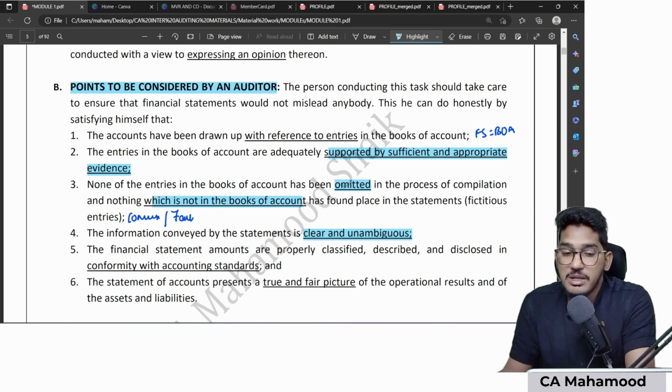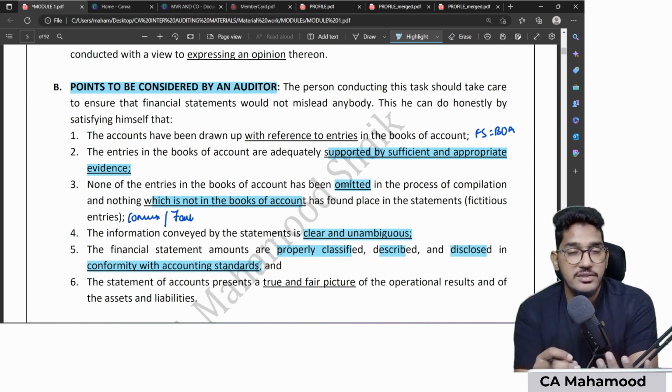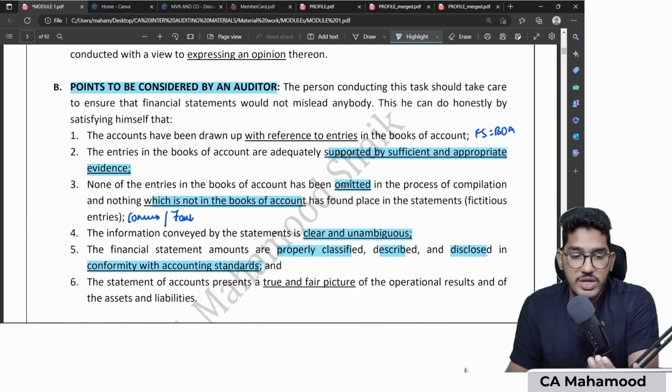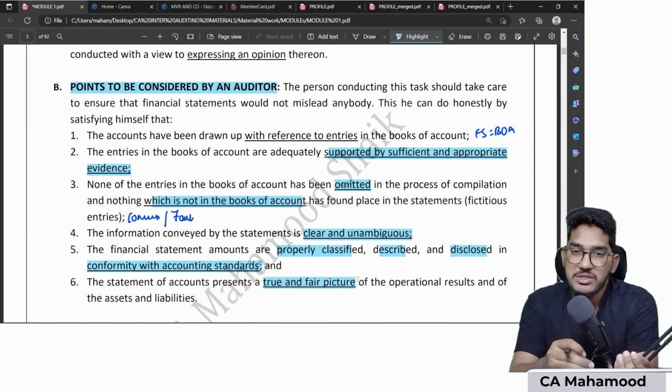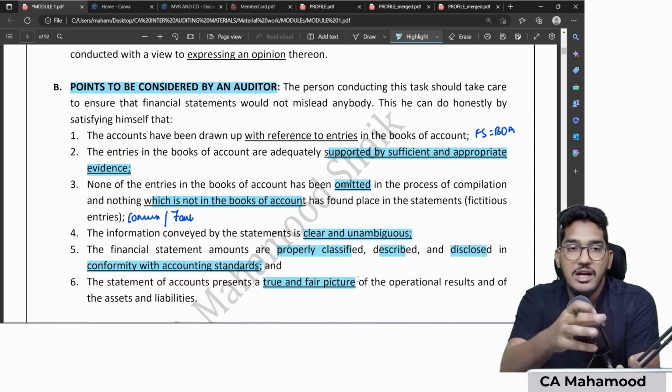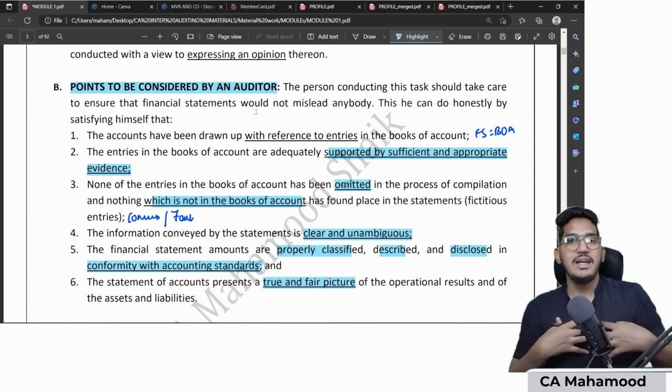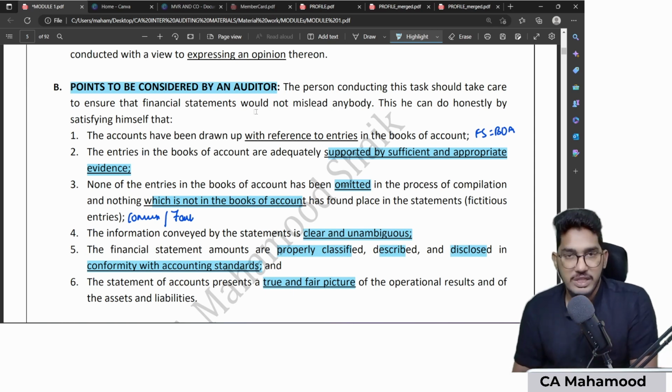And the financial statements should be properly classified, described and disclosed in conformity with accounting standards. Nothing but whether the financial statements are prepared as per accounting standards or not, that also I need to check. And finally, whether the financial statements give a true and fair view of operational results, nothing but profit or loss, and also assets and liabilities. So these are the 6 points which I as an auditor consider before expression of an opinion. So what are those 6 points, guys?